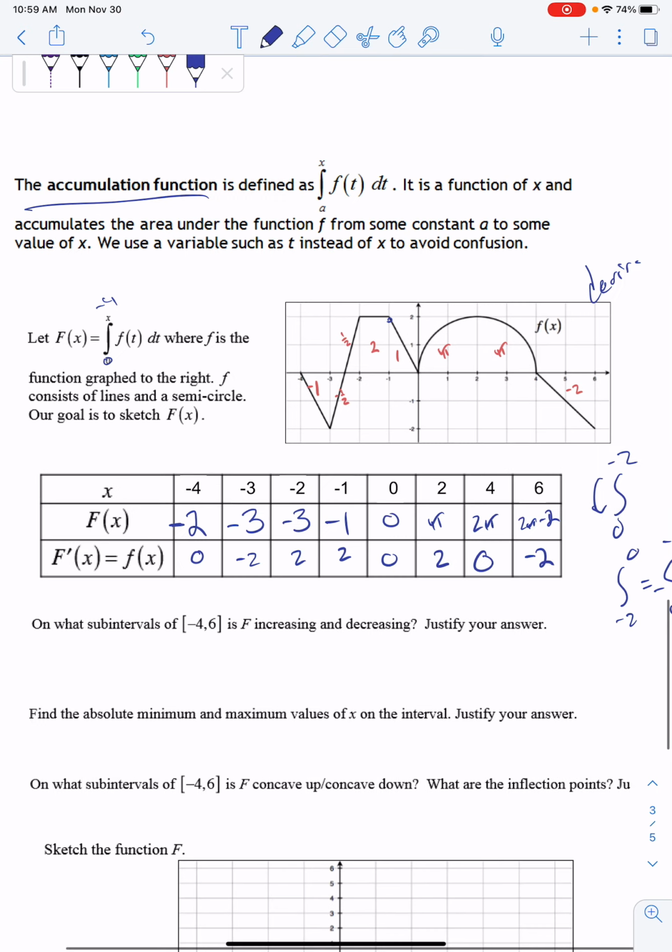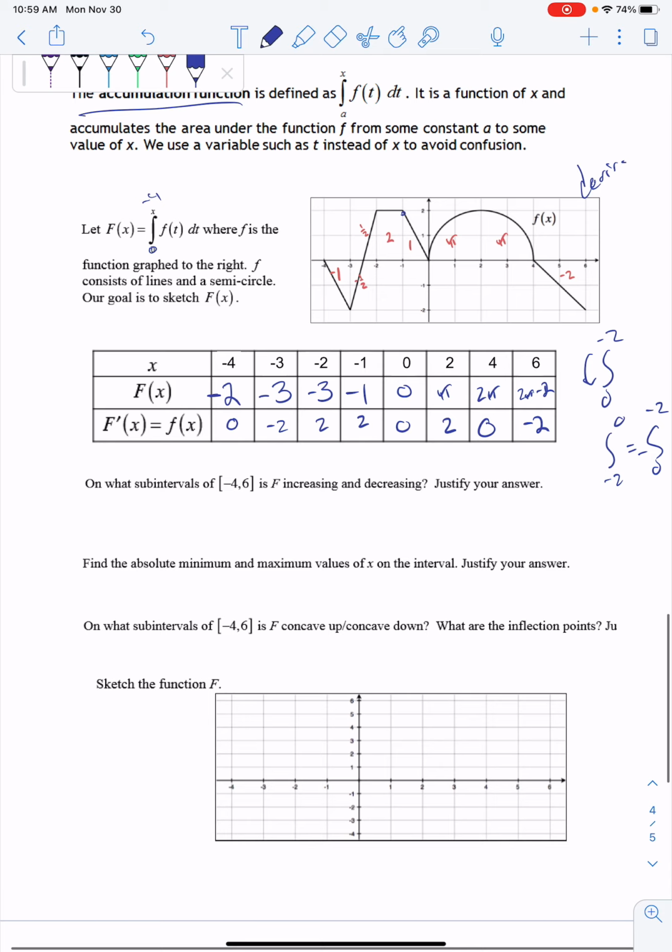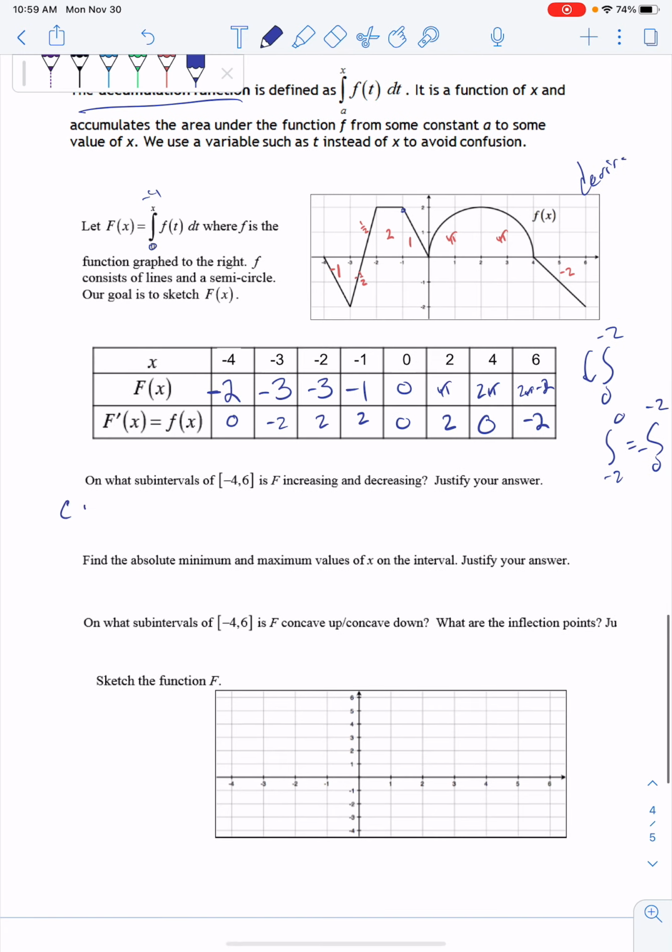All right, now it's going to ask me some questions. And a lot of these we'll talk more about in class. But it says on what subintervals of -4 to 6 is f increasing and decreasing? Now, the way that we've done this in the past is we've looked at critical values and we've looked at endpoints, right? Well, I guess we're probably using that more for our absolute minimum and maximum.